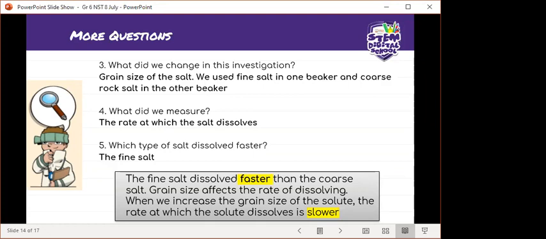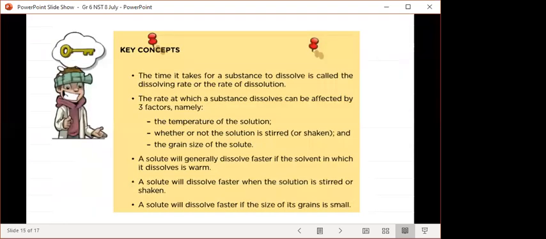It is very important to note this gray box here, that grain size affects the rate of dissolving. When we increase the grain size of the solute, the rate at which the solute dissolves is slower. So, the key concepts that we have covered. Firstly, the time it takes for a substance to dissolve is called the dissolving rate or the rate of dissolution. Second point, if you can follow with me here, at the second bullet: the rate at which a substance dissolves can be affected by three factors, namely the temperature of the solution, whether or not the solution is stirred or shaken, as well as the grain size of the solute.